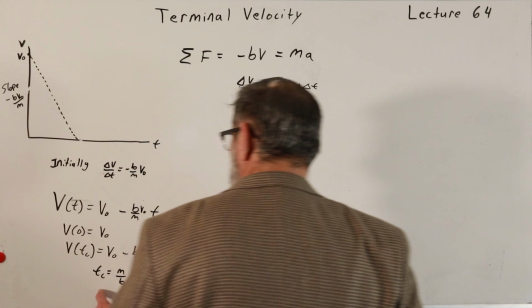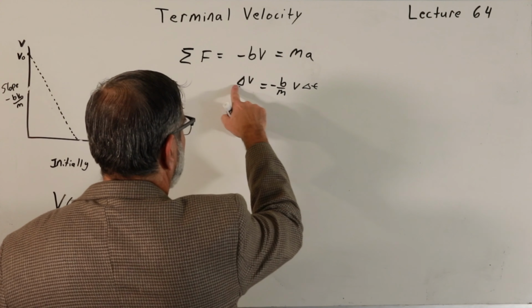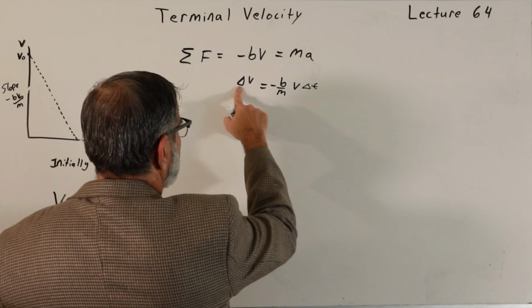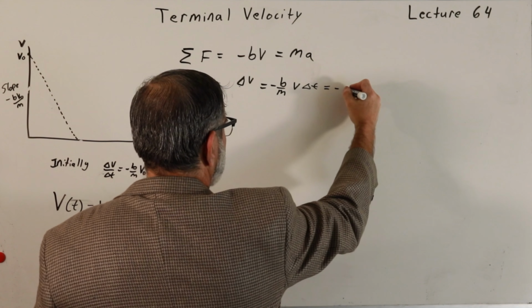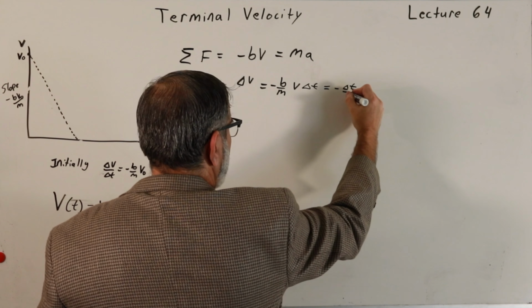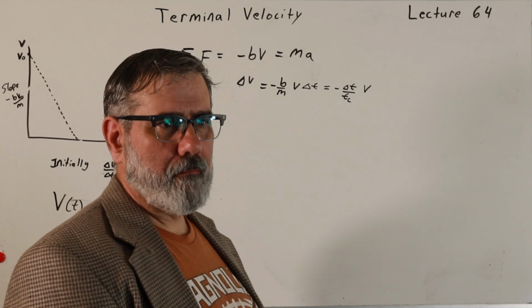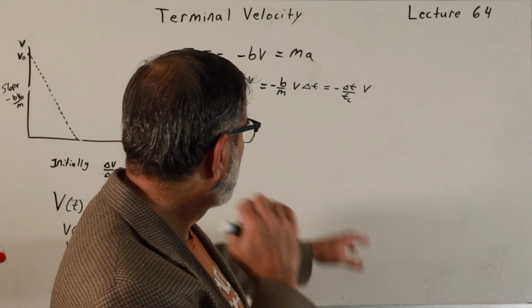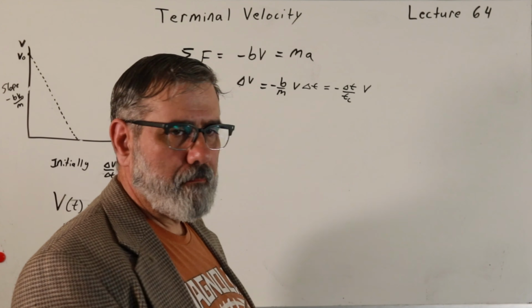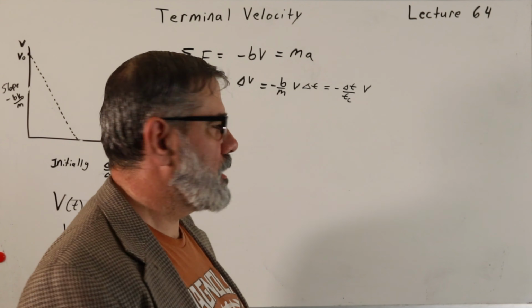I'm going to introduce this characteristic time into this equation. So nothing has changed. This is still just this equation, but I can rewrite it as delta V is equal to minus delta t over this characteristic time times the velocity. It's just a little algebra and introducing this characteristic time into the equations.